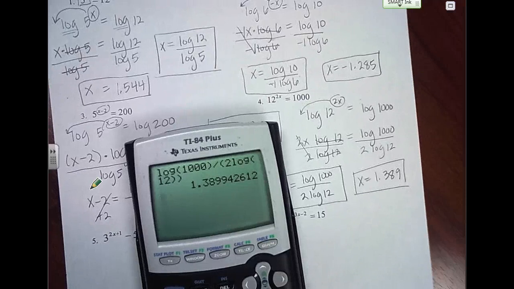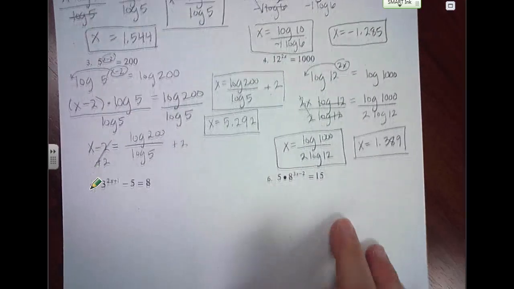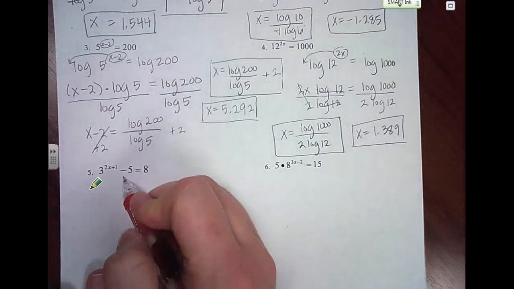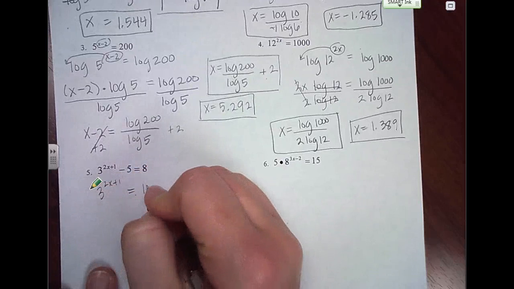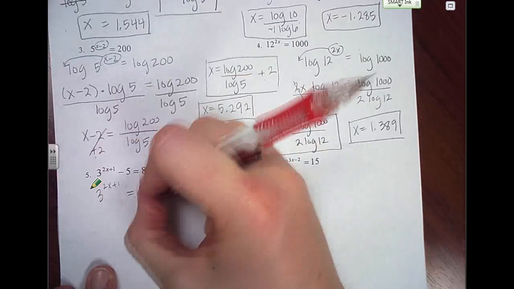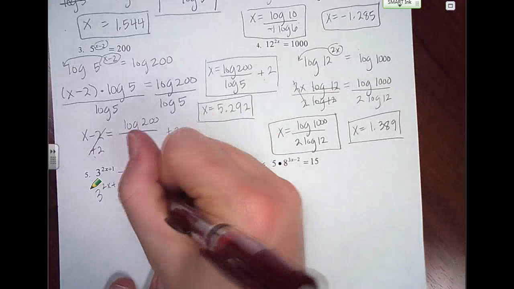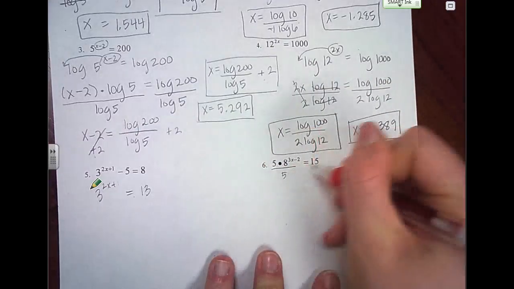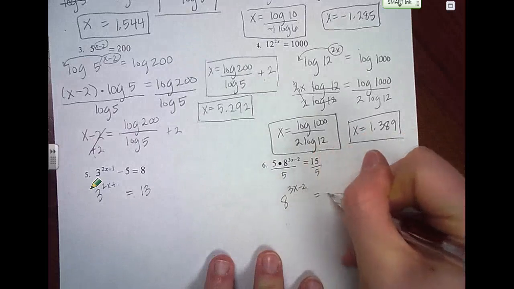Okay, so my video is running out of time for some reason, so I'm not going to do both of these, but I want to talk about what you would do first. On this one, you would have to add the 5 over before you do the log of both sides. So 8 plus 5 would be 13. And on this one, this 5 is being multiplied. I would divide by the 5. So 8 to the 3x minus 2 equals 3.